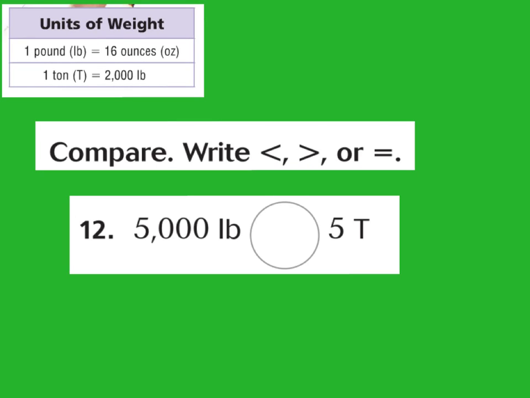Okay, everybody, now we're going to do number 12. For number 12, we are comparing 5,000 pounds and 5 tons. I want to go ahead and convert my tons to pounds so that way we can compare which is greater, 5,000 pounds or 5 tons. So pay attention up here. If you know 1 ton equals 2,000 pounds, then how many pounds would 5 tons be? Go ahead and press pause and figure this one out.